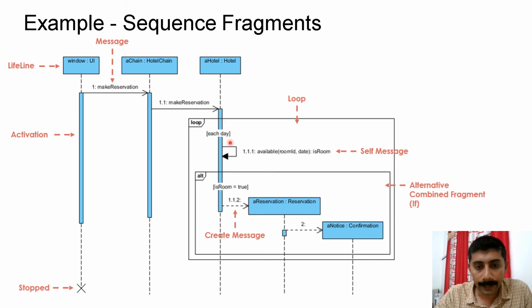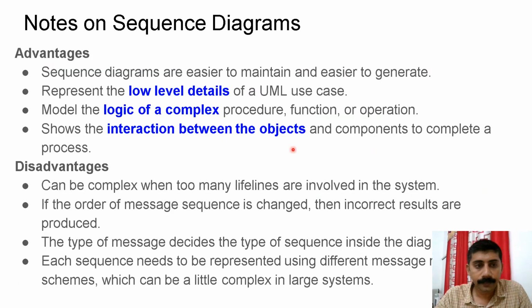Then for each day, if a room is available, then you have to make the reservation, checking whether the available room matches the room requirement. If it does, you will make the reservation. Once the reservation is made, you have to send a confirmation. For each room, you will make the reservation. So this is the hotel room booking reservation scenario. So these are the major concepts about the sequence diagram.